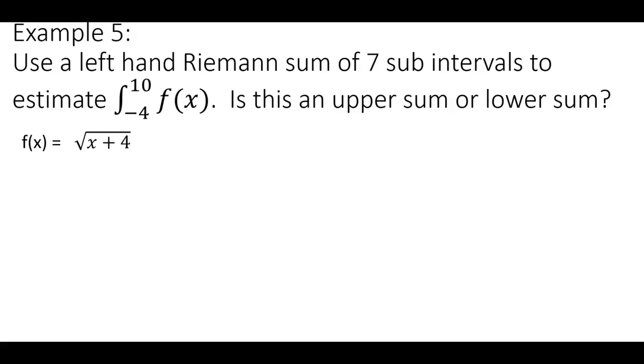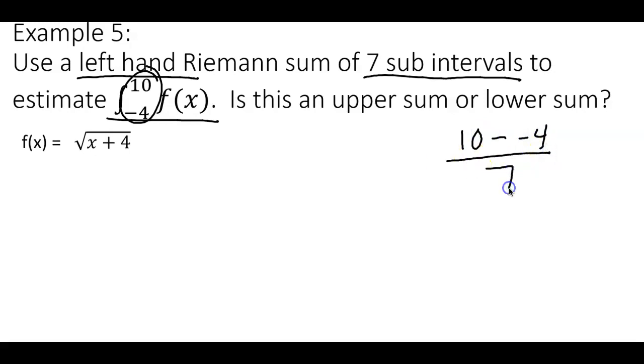All right, so first of all, they want us to do a left-handed Riemann sum with 7 subintervals to estimate this area under the curve. Now, I'm going from -4 to 10, so my last x value is 10. My first x value is -4, and I want to break this up into 7 pieces to find the width of my rectangles, which I'm going to represent with delta x. So that's 14 divided by 7, which is 2. So I'm going by 2's basically.